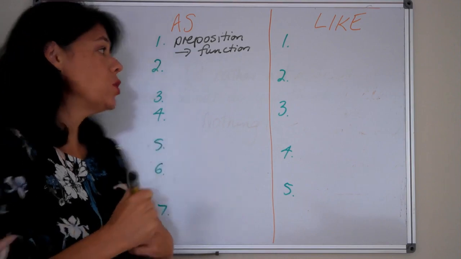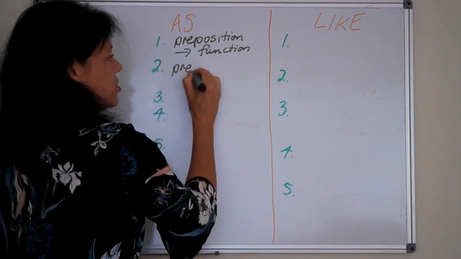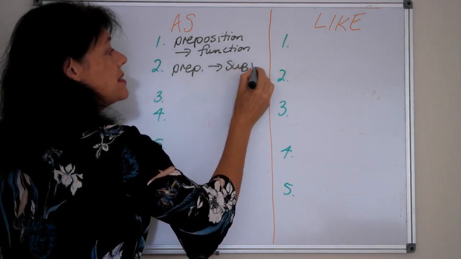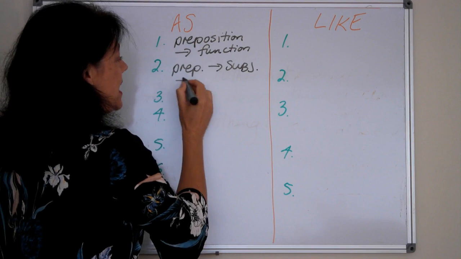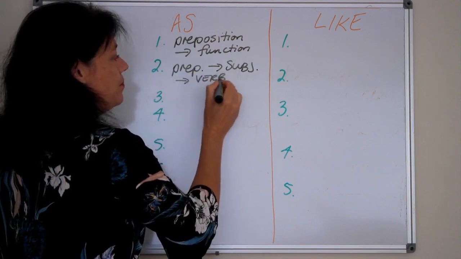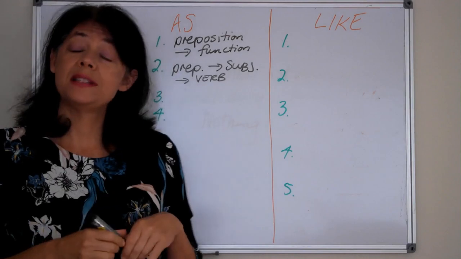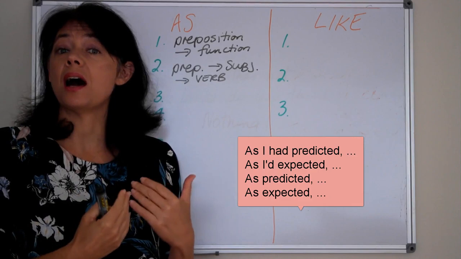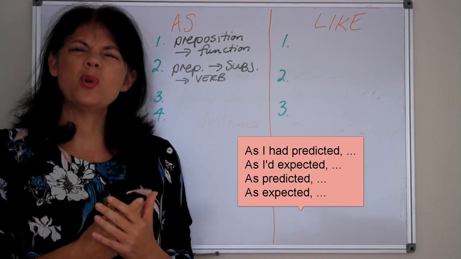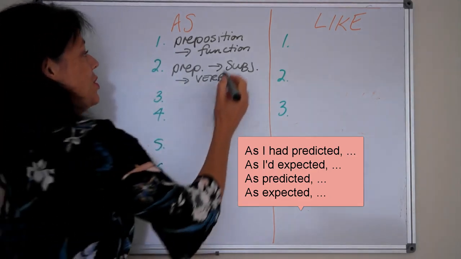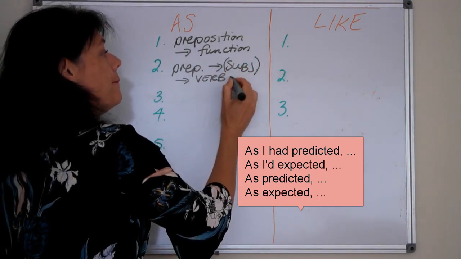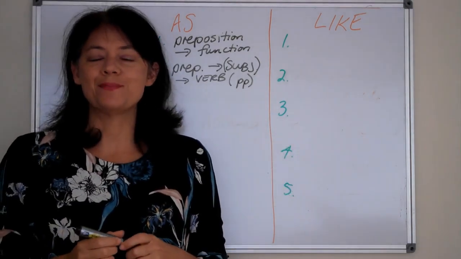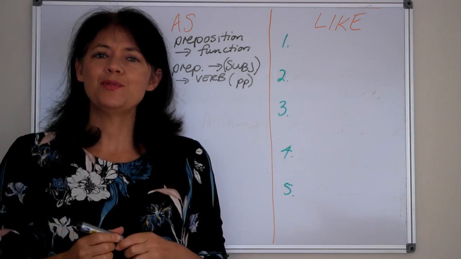The next one is also as a preposition. Let me just write prep here. But this time you follow by a subject noun and then a verb. For example, as I had predicted, as I expected. You can also remove the subject and make the verb a past participle. As expected, as predicted. Let's move on to the third one.